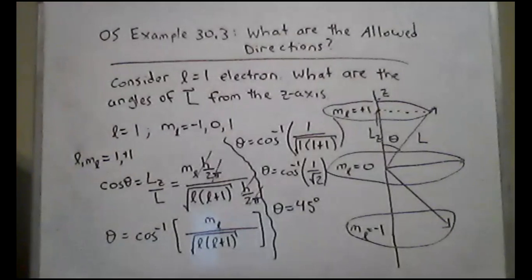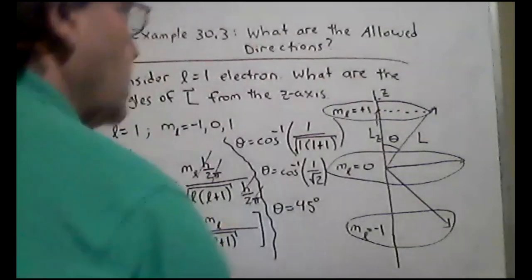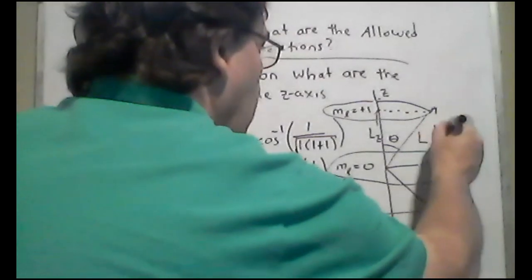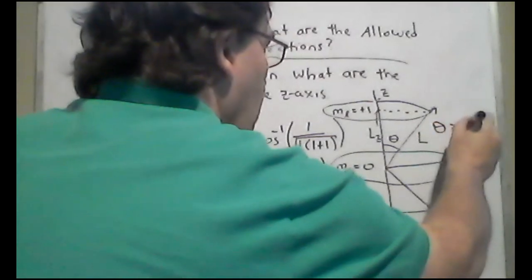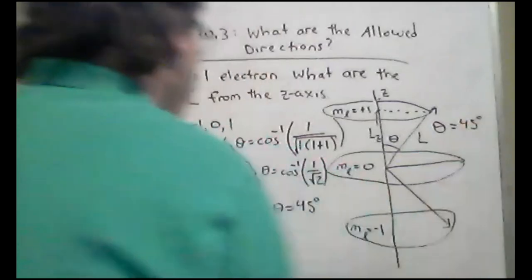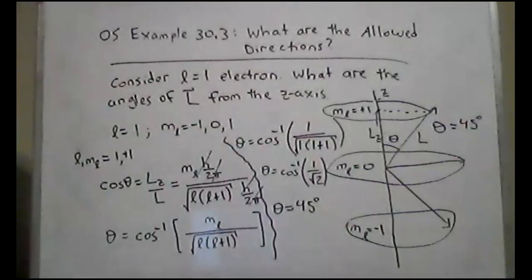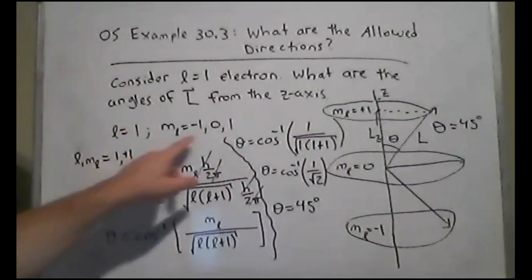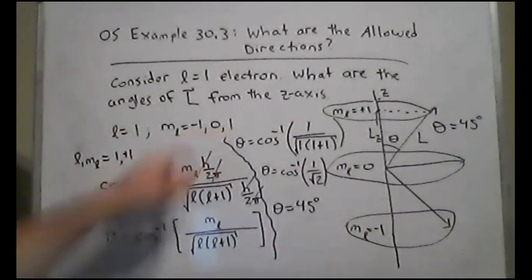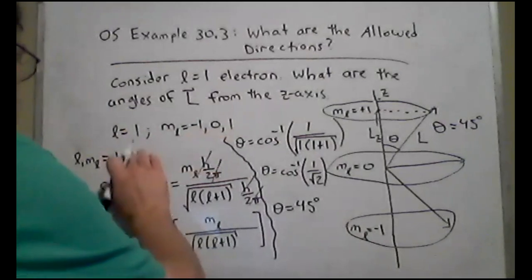What about the other allowed angles? So theta equals 45 degrees is one of them. This will be the top angle, 45 degrees. What about the other two? Well, again, I'm going to do a little erasure here. But now what's the other one? Let's see. The m sub L could be 1, 0, or -1. Let's make it 0. What happens now?